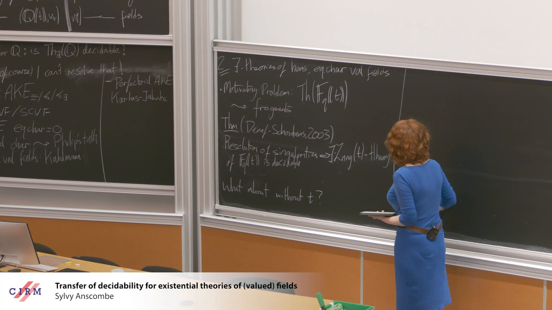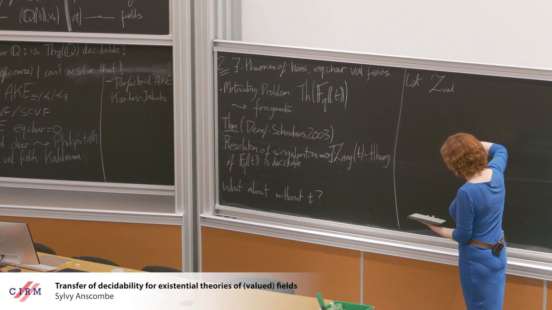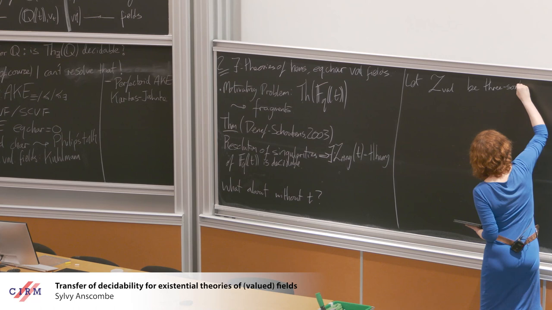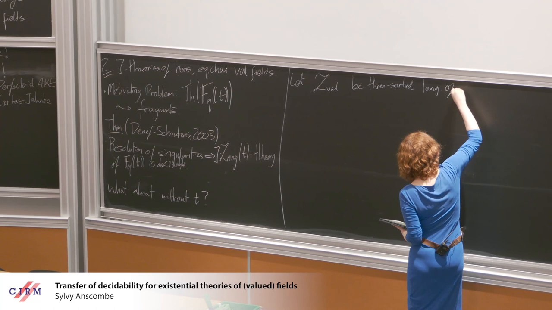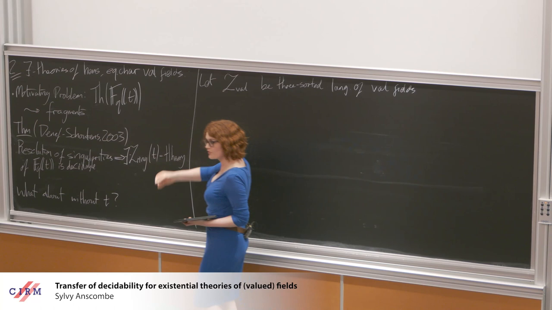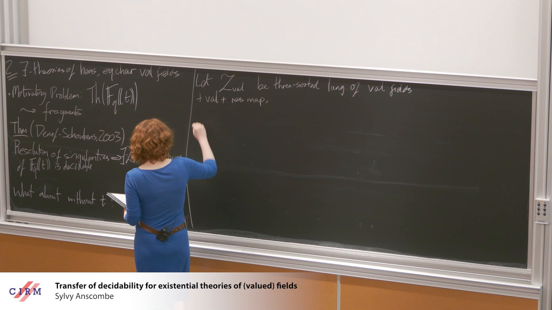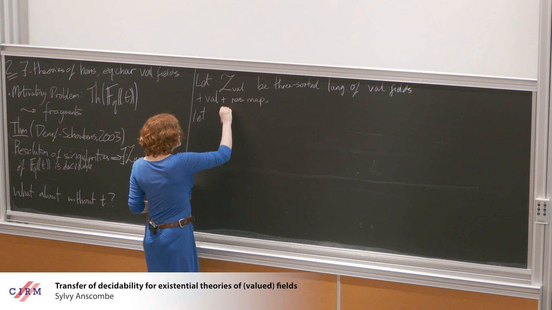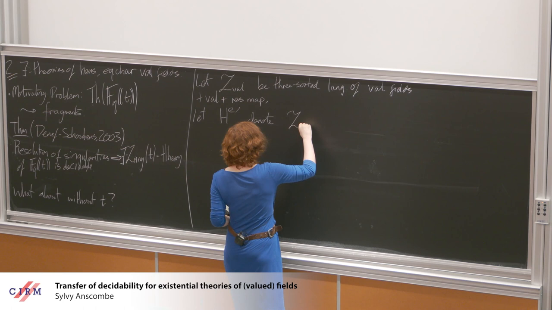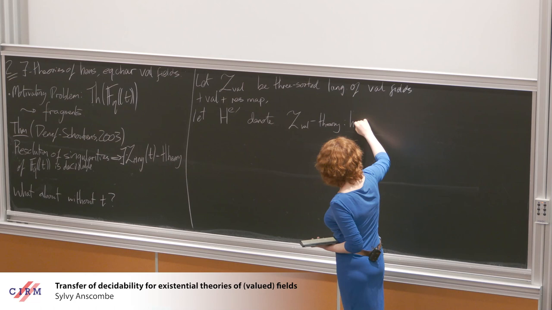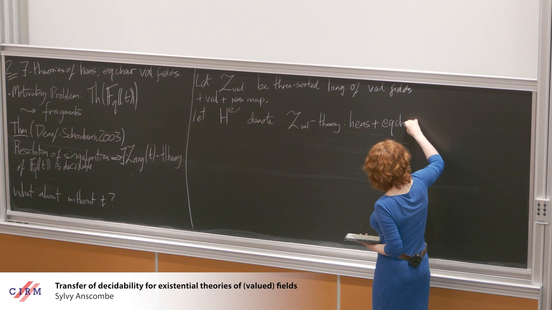let L val be the usual three-sorted language of valued fields, which includes a sort for the main field, the residue field, the value group, together with the valuation map and the residue map, and let HE prime denote the L val theory of Henselian plus equicharacteristic plus non-trivially valued.